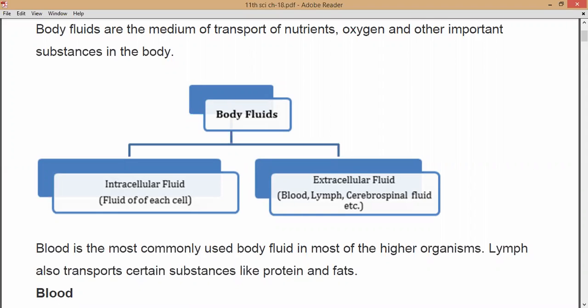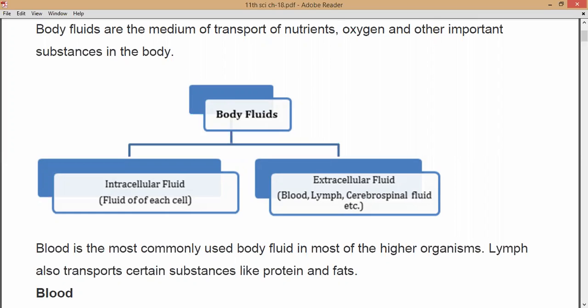Intracellular fluid, that means intra, inside the cell, so the fluid of each cell. Whatever fluid is in the cell is said to be the intracellular fluid. The second type is the extracellular fluid, that means the fluid which is present outside the cell. That is blood, lymph, then cerebrospinal fluid, etc. All these are extracellular fluids.